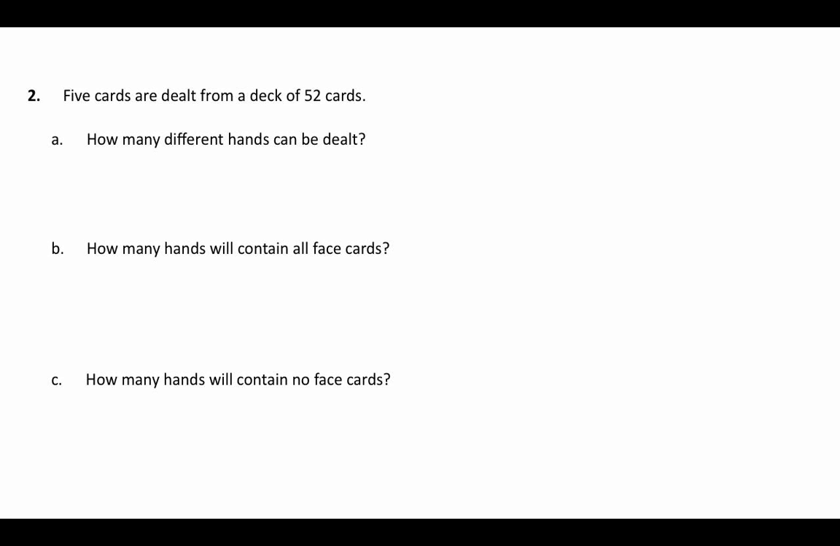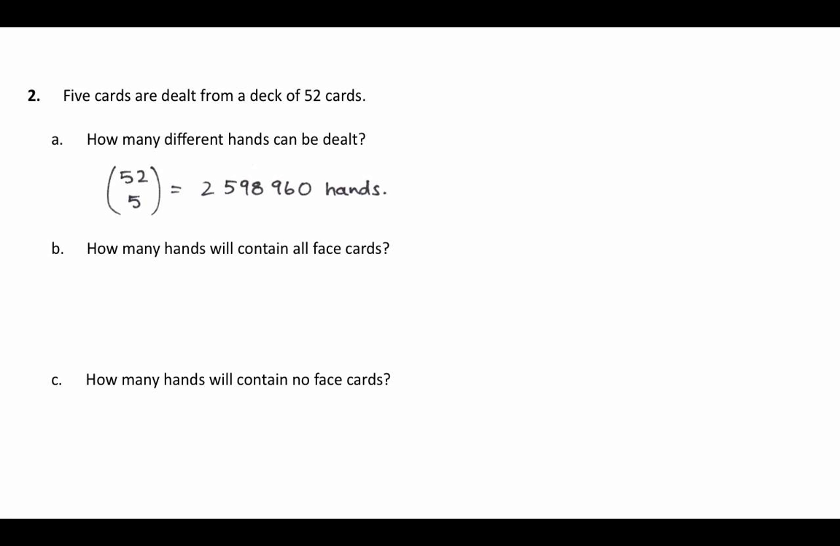Permutation or combination? Well, I just want to choose 5 out of the 52, so order doesn't matter. So it is a combination, and this would be 52 choose 5. There are 2,598,960 different 5-card hands. It's a lot of different 5-card hands.